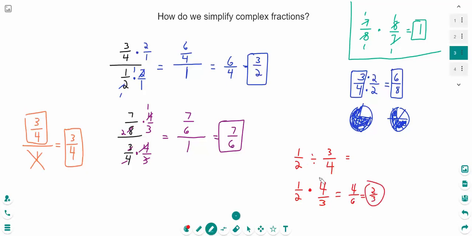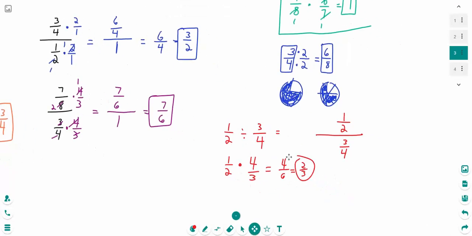Okay, that is how you learned how to do this in grade school. This is the same process, it just looks different. Instead of writing this division sign in algebra, we like to use the fraction sign. So we would write this as 1/2 divided by 3/4. That's all we would do. That's just a different way of writing it.